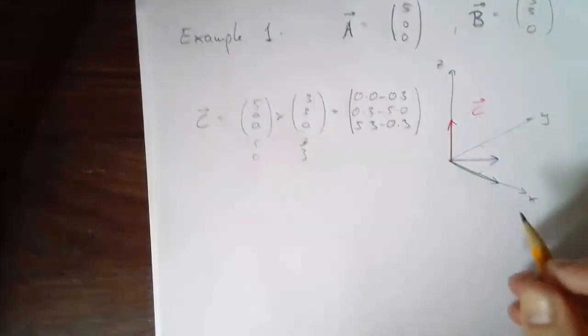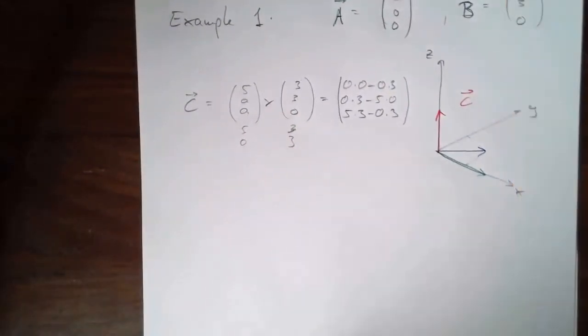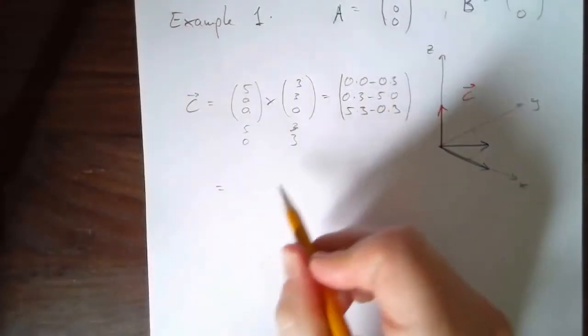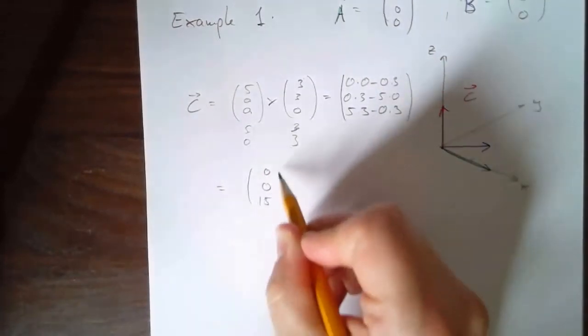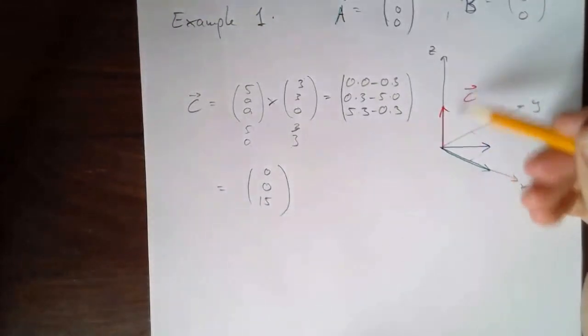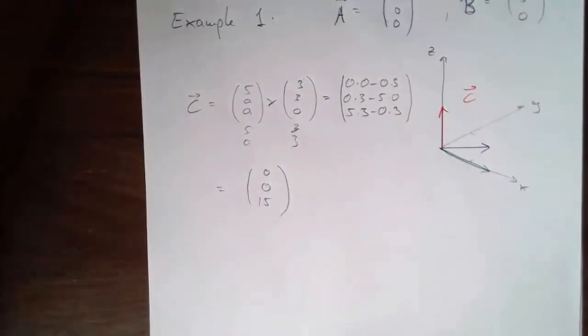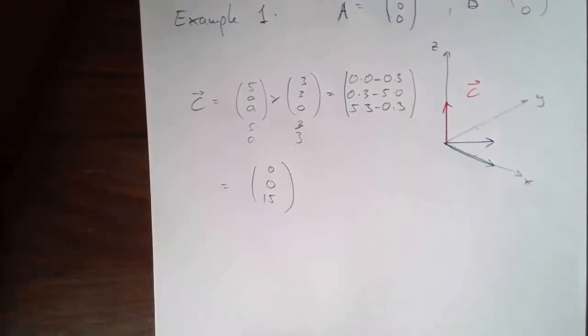Now most of those are 0. As I said, I pick a very simple example for our first one. We get 0, 0, and then 15. So really I should make this a lot longer. It's 15 units long.